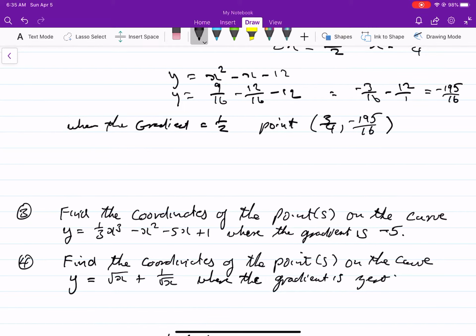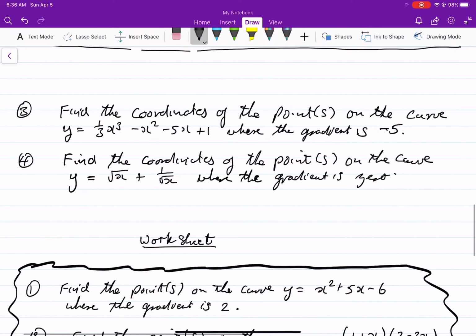Not a bad concept, right? So let me reiterate. If you're looking for the point or points on a curve where the gradient has a specified value, you find the gradient function and you equate it to that specific value of gradient. And then you solve for x. That would be an equation in terms of x alone. You solve for x. You plug the x value back into the original equation to find the corresponding y coordinate of the point. That should be pretty decent concept there. Let's try the next example.